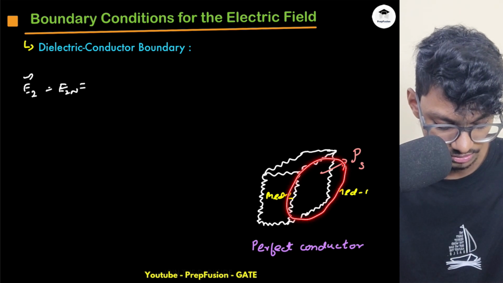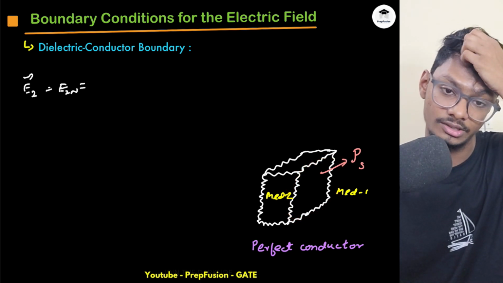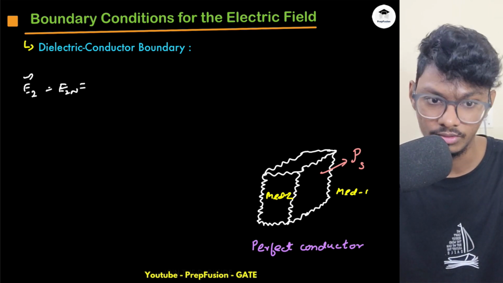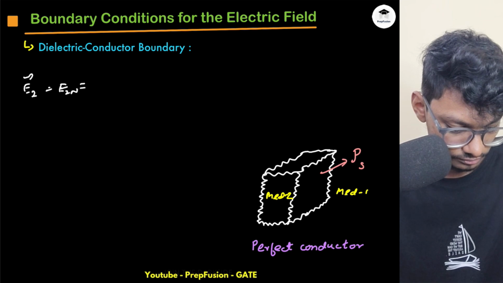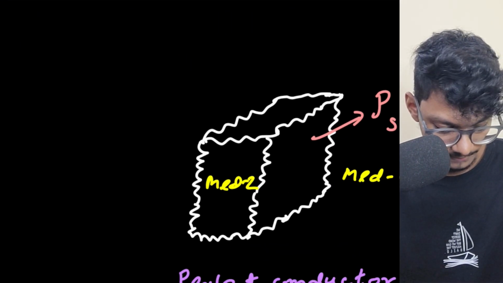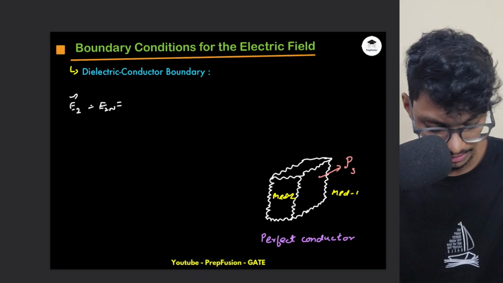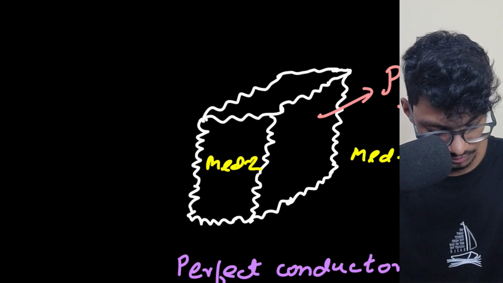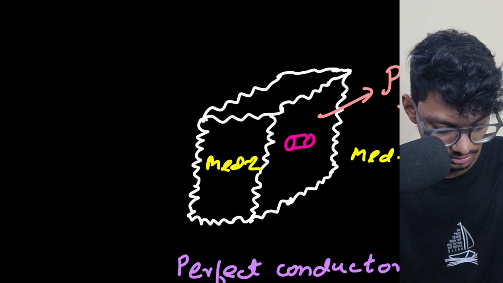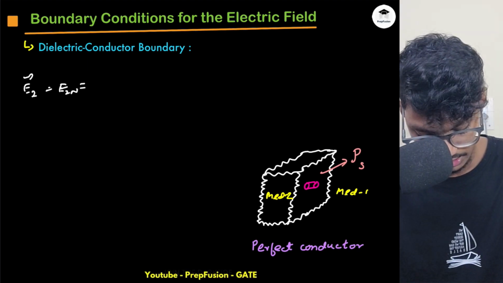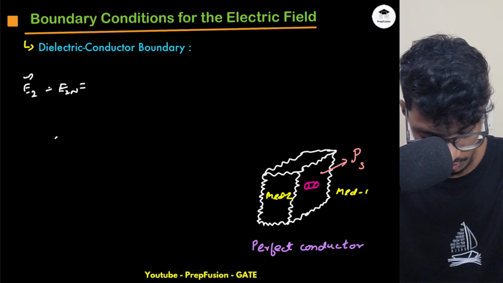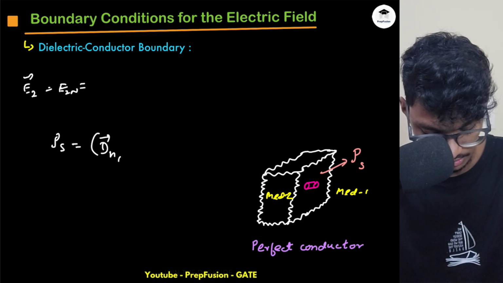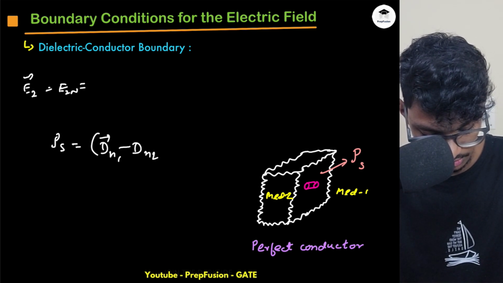Because what is the charge enclosed in this? What am I doing? I'm just finding out the charge enclosed in this perfect conductor, right? So how do I find out the charge enclosed? What I can do is use the Gauss law again. So here, if I use the Gauss law just on the surface, what I observe is that I have a charge density of rho s, which will be equal to Dn1 vector minus Dn2 vector, correct?